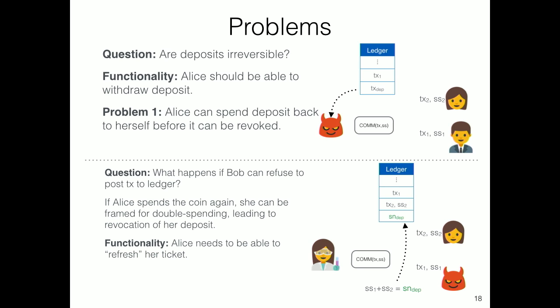So we want Alice to be able to refresh the ticket again. But this leads to the same attack as above, in that she can withdraw her ticket before an honest Bob can spend it.